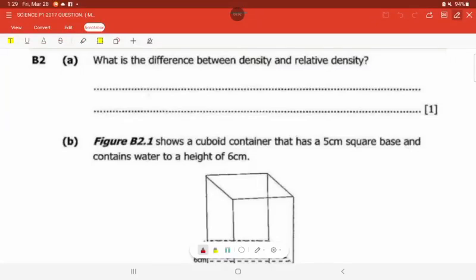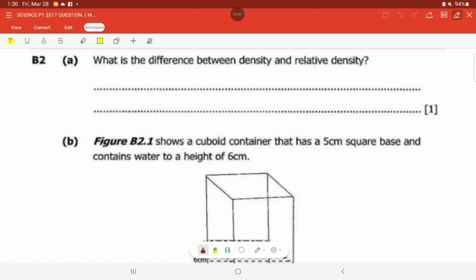Okay, so let's try to find this question in Science Paper 1 2017. This question is asking: what is the difference between density and relative density? You can say that density is the mass per unit volume, while relative density is the ratio of the mass of any volume of a substance to the mass of any equal volume of water.